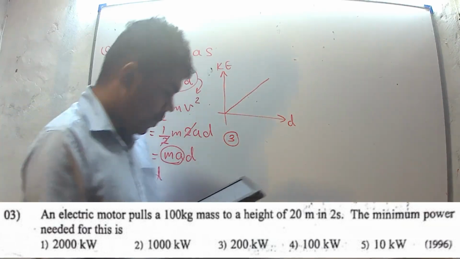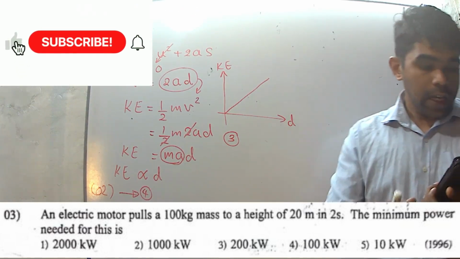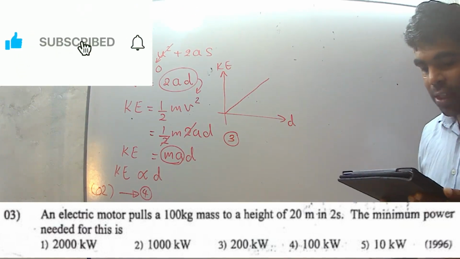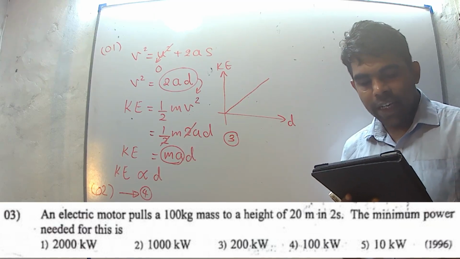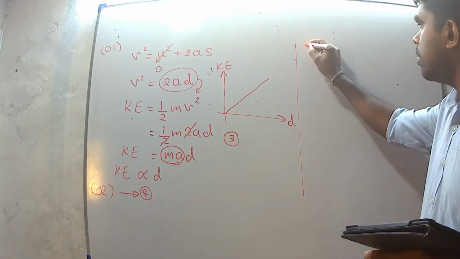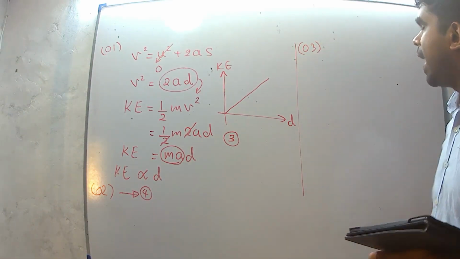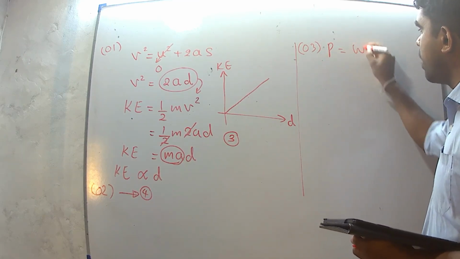Question number 3. An electric motor pulls a 100 kilogram mass to a height of 20 meters in 2 seconds. The minimum power needed for this. Power is the rate of energy used. Power is work done divided by time.